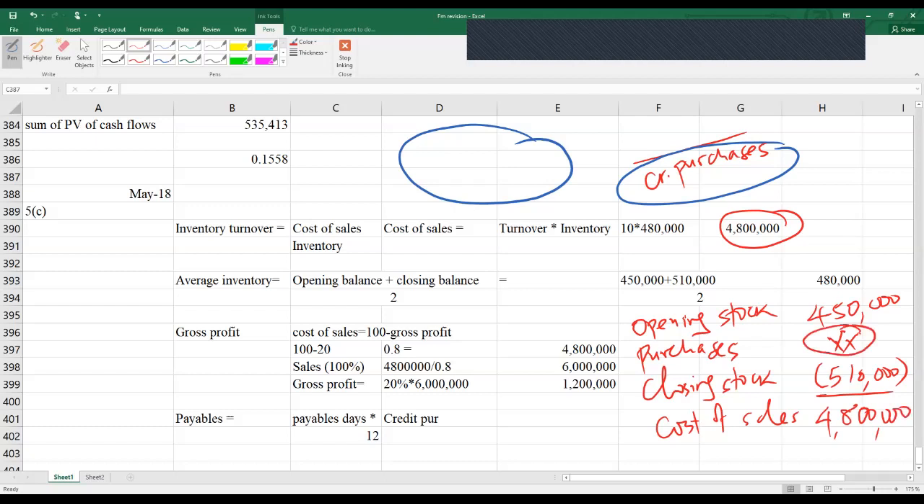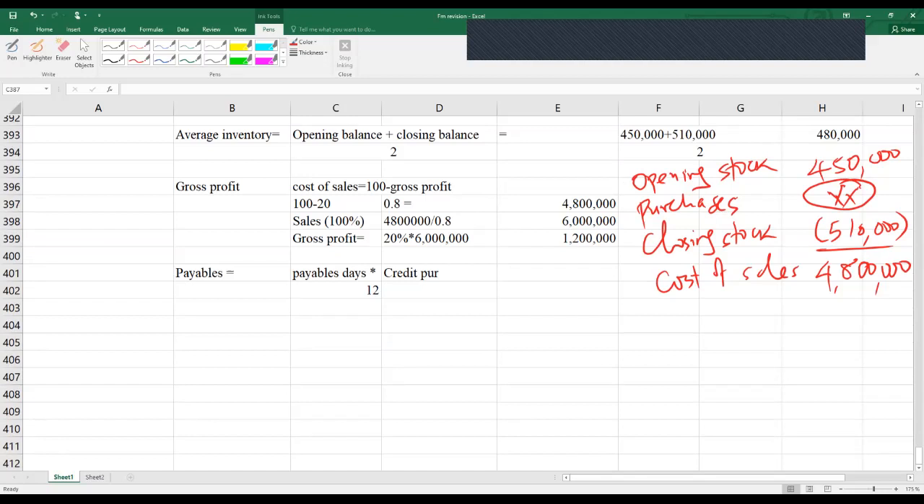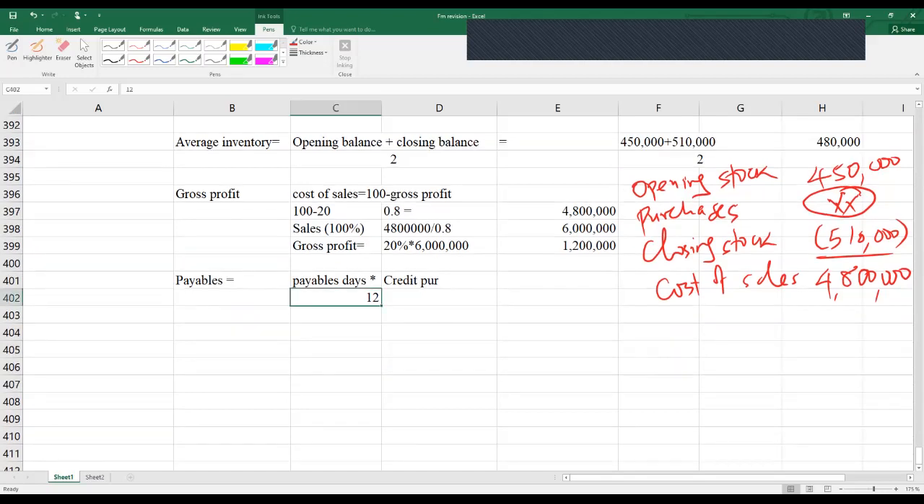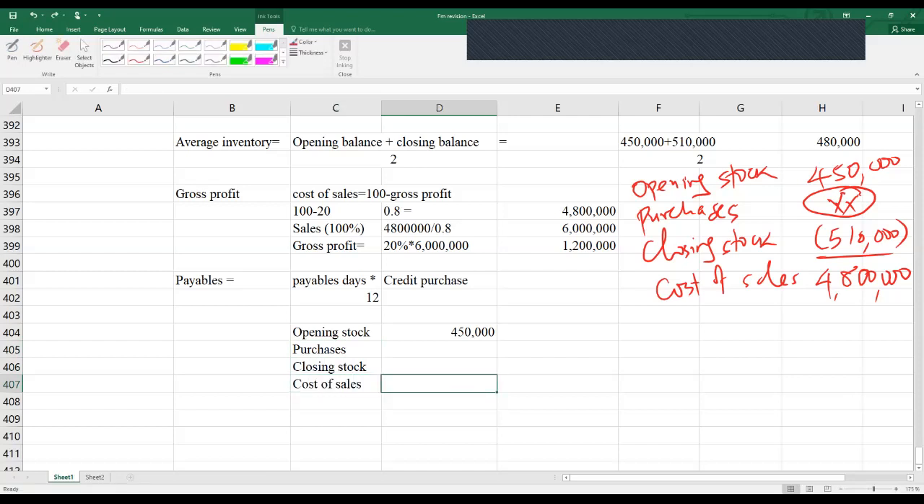Therefore, how much is the purchases? So you're simply working backward. I get you. You get how much to be the value for purchases? Okay, so I type here. So give me the figure for purchases. I'm getting 4.86 million. 4.86 million. Okay, for the purchases. Fair enough.